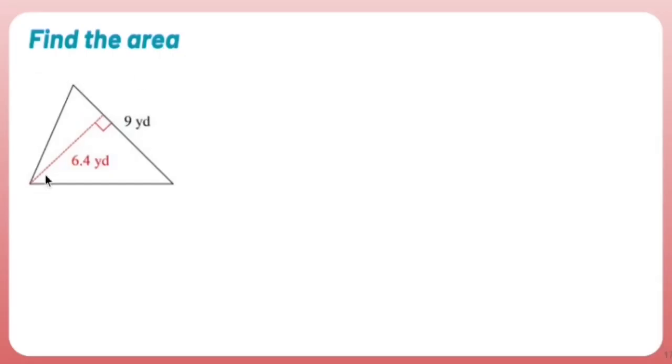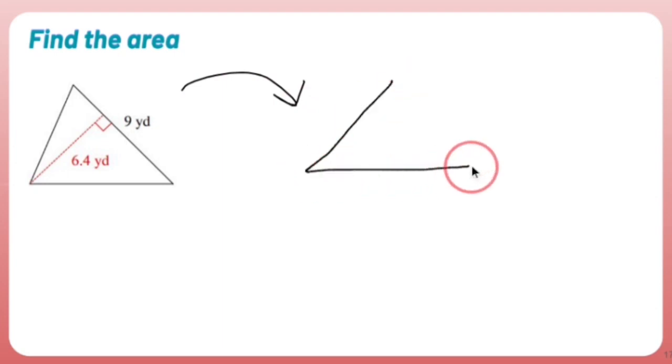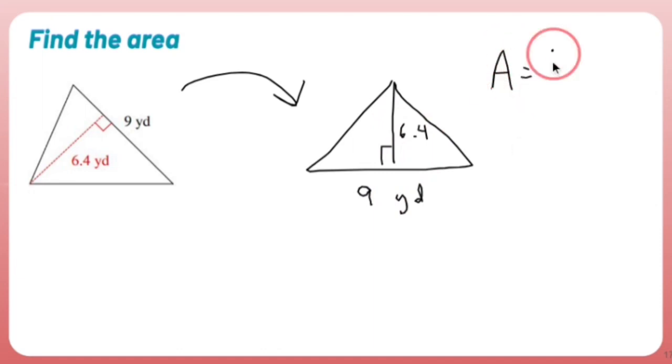Find the area of this triangle right here. Looking at this triangle, it doesn't look as obvious as it is. But if I take this triangle and spin it around and make it look like this, where now I can say that this whole thing is 9 yards and this is 6.4 yards, it's a little more obvious what I have. The area of a triangle is 1/2 of base times height.